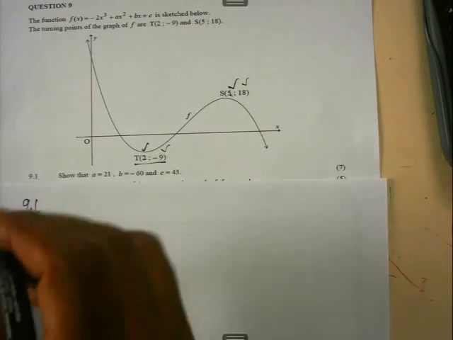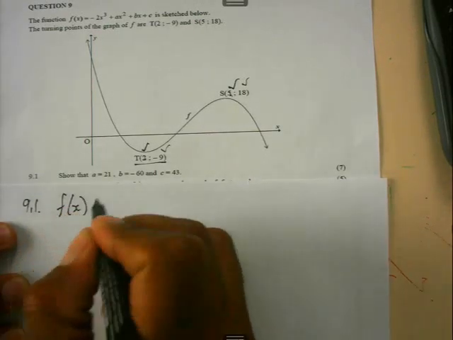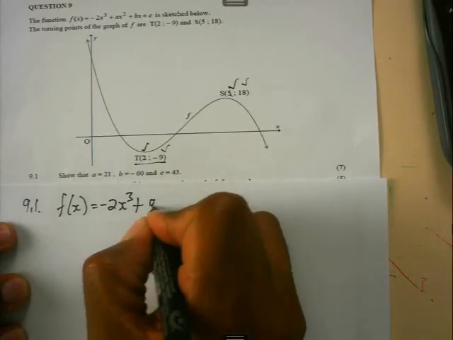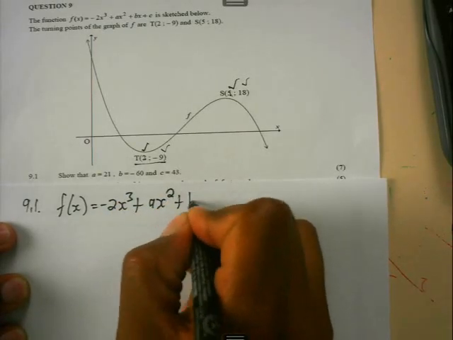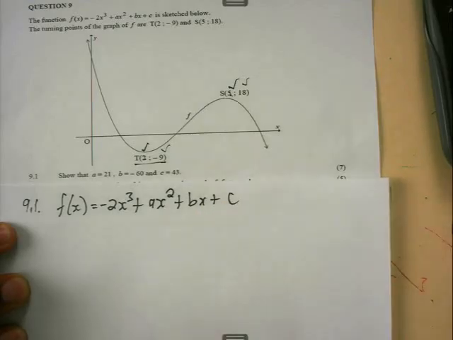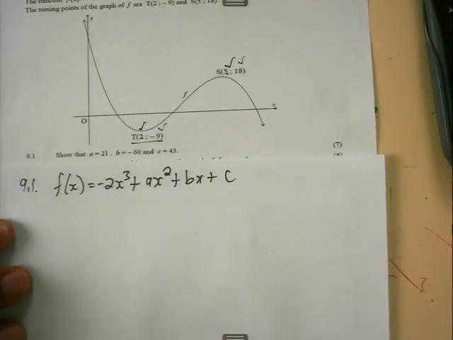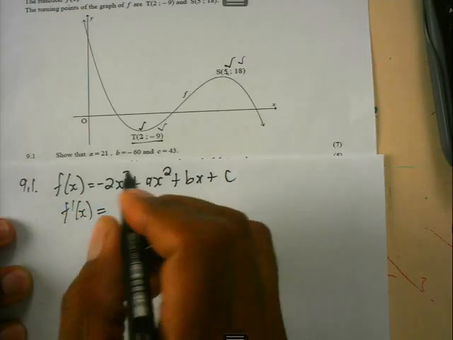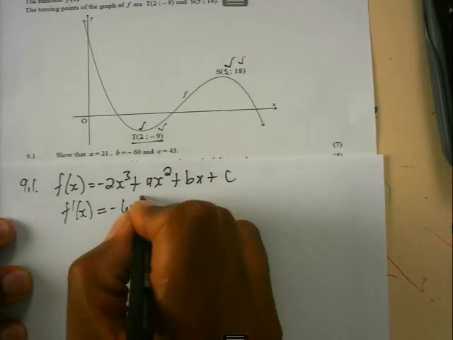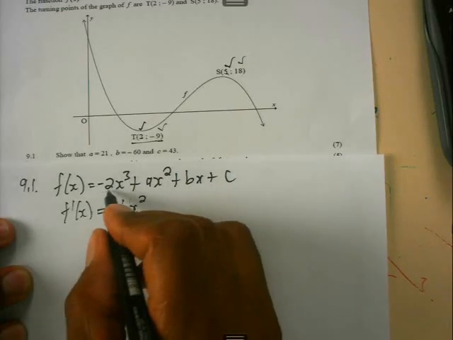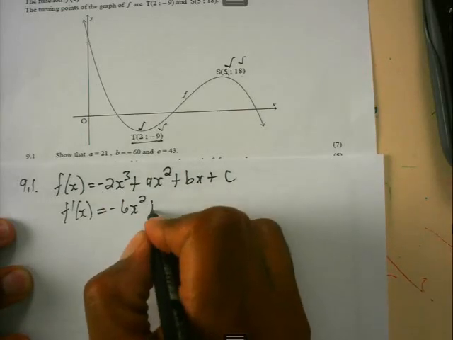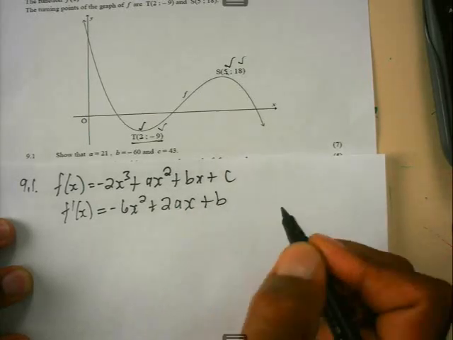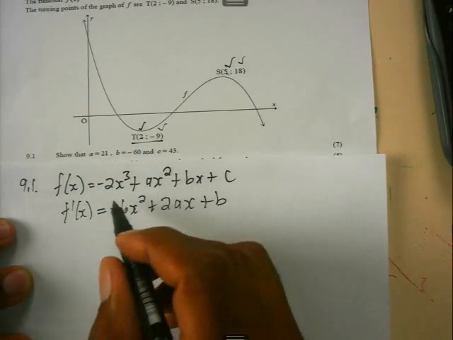Boys and girls, it means that is the information that we need for us now to solve this problem here. Right, now we have f at x is equal to minus 2x to the power of 3 plus ax squared plus bx plus c. Now we said for turning points we need the derivative. It means we must have f prime of x is equal to minus 6x squared, that is the derivative of minus 2x to the power of 3, of course, plus 2ax, then plus b.